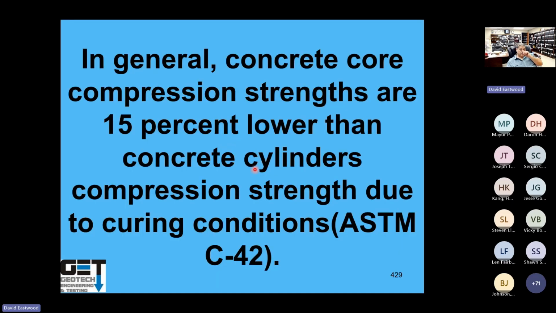In general, concrete core compressive strengths are 15% lower than the concrete cylinders' compressive strengths due to curing conditions. So your core is going to be lower in strength than cylinders, because cylinders cure in a curing room, in a controlled temperature, controlled humidity. These concrete cores are sitting in the cold or the heat, so their strength is going to be variable.